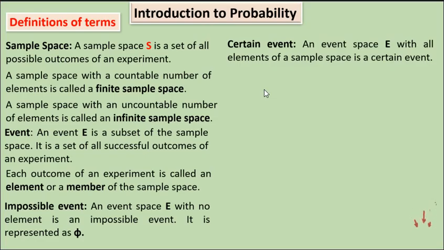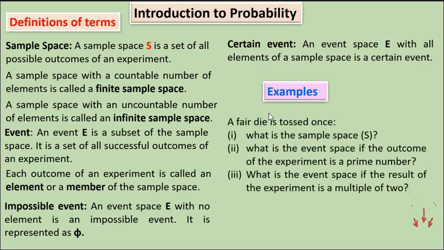Number two is a certain event. Certainty means we are very sure that this event is going to take place. For example, if I toss a die, what's the possibility of getting 1 or 2 or 3 or 4 or 5 or 6? That's a certain event. Definitely I will get one of them. But if I toss a die, what's the possibility of getting 20? Just one die. How can you get 20? It's an impossible event.